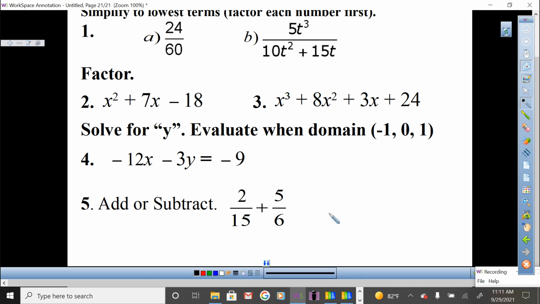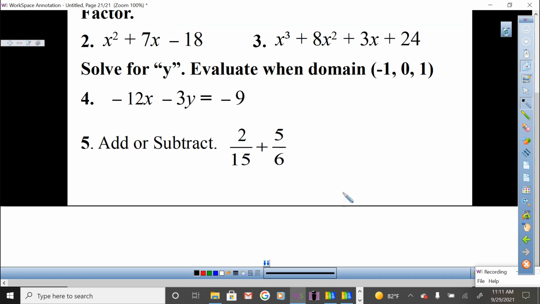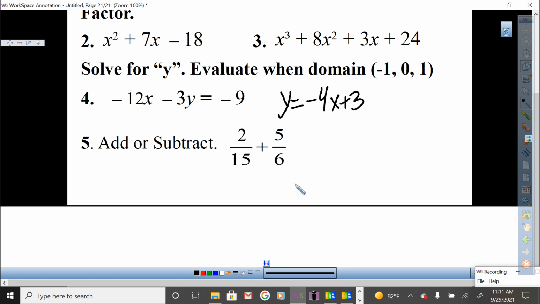Number 4. Let's see, what'd you get for number 4? We need to solve for y. What'd you get for y? Pamela? -4x plus 3. Hands, have you got that? Okay, good. I got the domain, x. All x values of the domain, -1, 0, and 1.